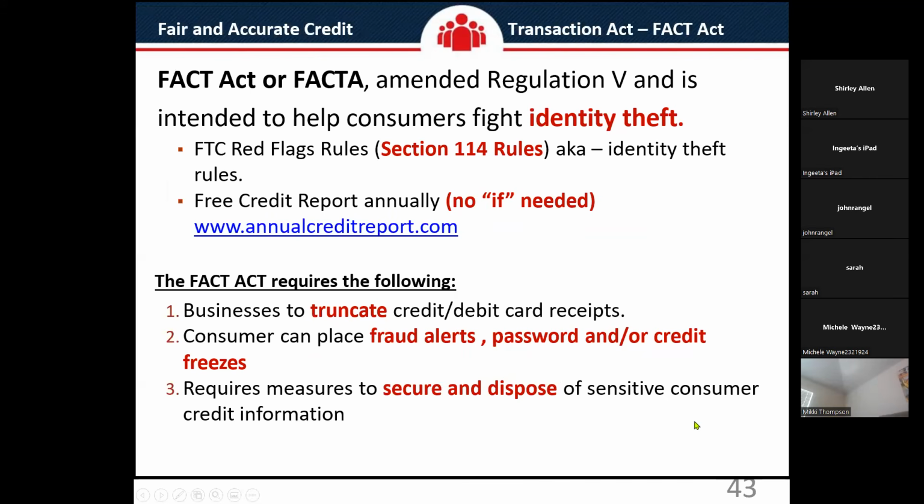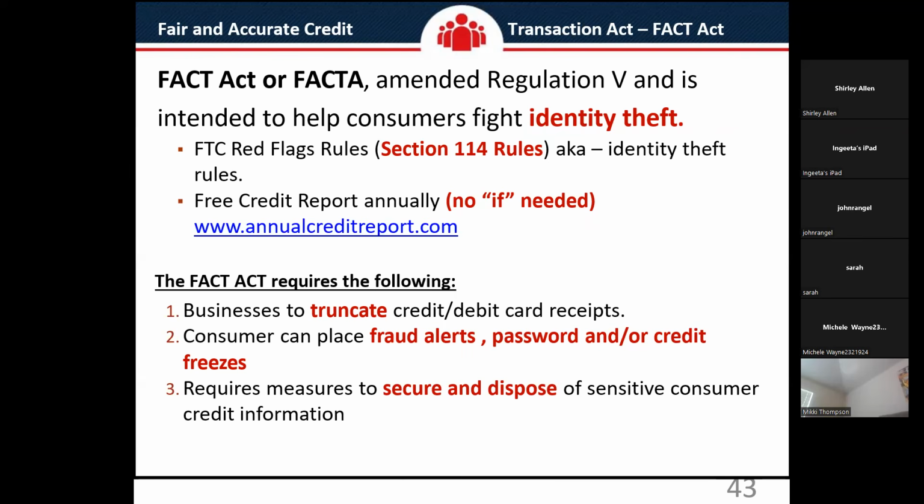The FACT Act, amended to Reg V, which was amended into TILA, is intended to help consumers fight identity theft. We've got the red flag rules; section 114 is another name for the red flag rules, the identity theft rules. Here's the agency to get a free credit report without any ifs. Once a year, you are allowed to get a free credit report from www.annualcreditreport.com. The FACT Act requires the following things to happen.